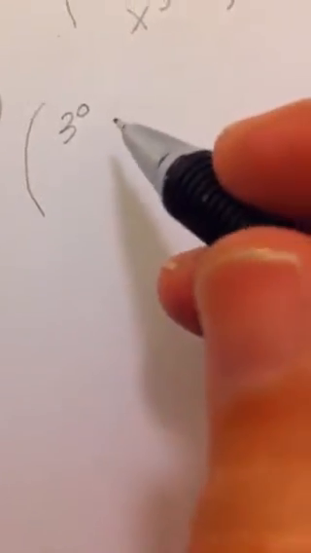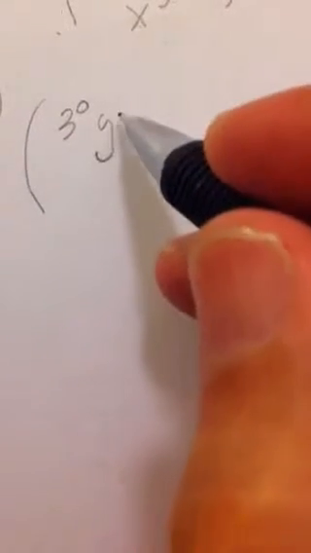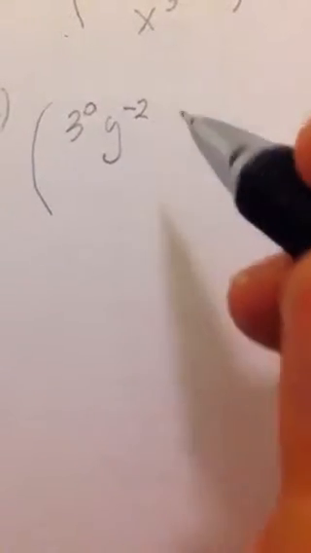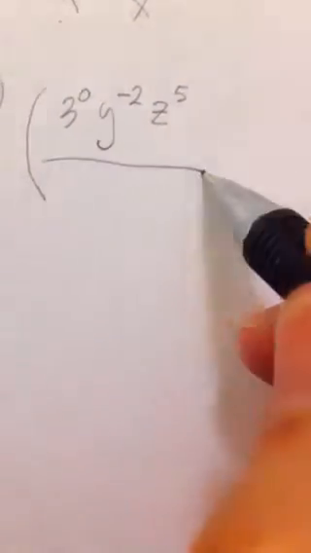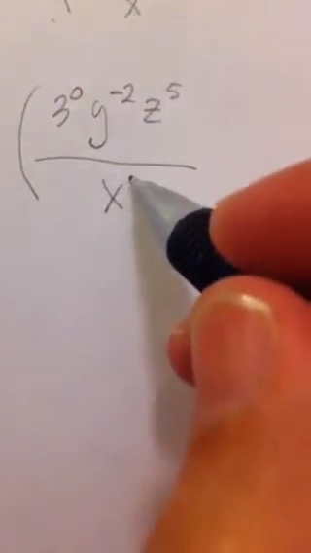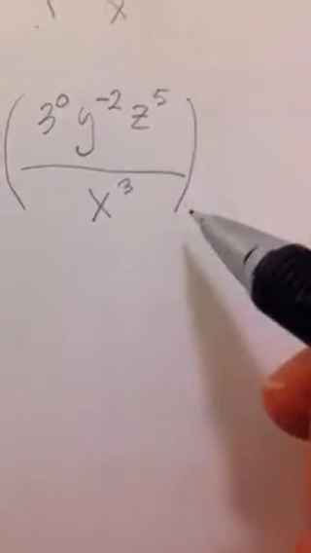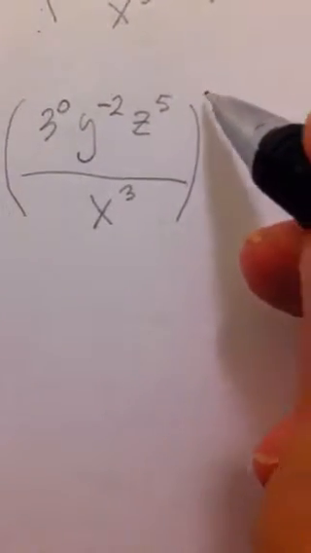Okay, let's start with number A. This is the practice problems for set 53. The problem says 3 raised to the 0 power times y raised to the negative 2 power times z raised to the 5th power divided by x raised to the 3rd power, all of that fraction raised to the negative 3 power.